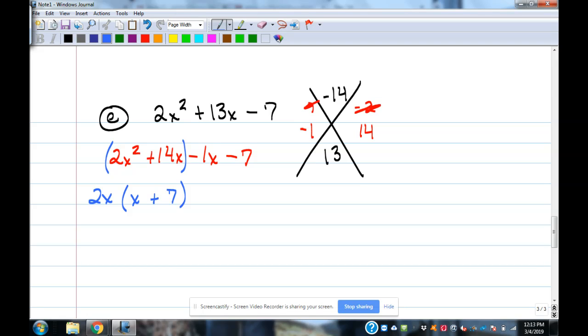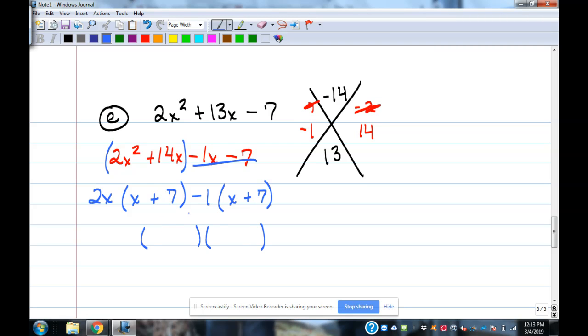Now, what do these two have in common? They're both negative. What number goes into 1 that also goes into 7? 1. So it's a -1. And then what's in the parentheses? x plus 7. Because what times -1 gets me -1x? x. What times -1 gets me -7? A +7. So that's why the plus. So when we pull out a negative, that does change the sign. Okay.